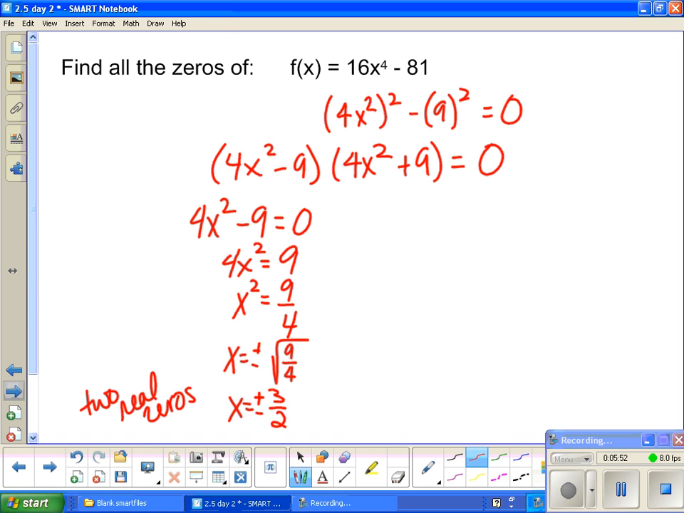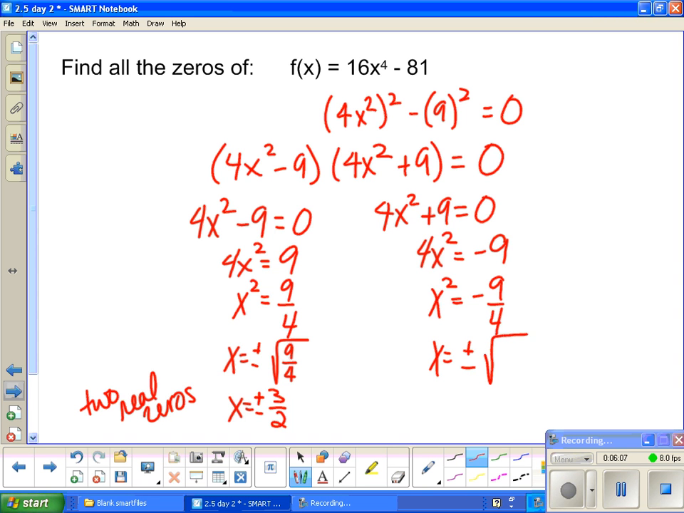So I come over here to my 4x squared plus 9 equals 0, equals a negative 9 fourths, square root both sides. Okay. Square root of 9 is 3. Square root of 4 is 2. Square root of negative 1 is i. So I have two real zeros, and I have two imaginary zeros.